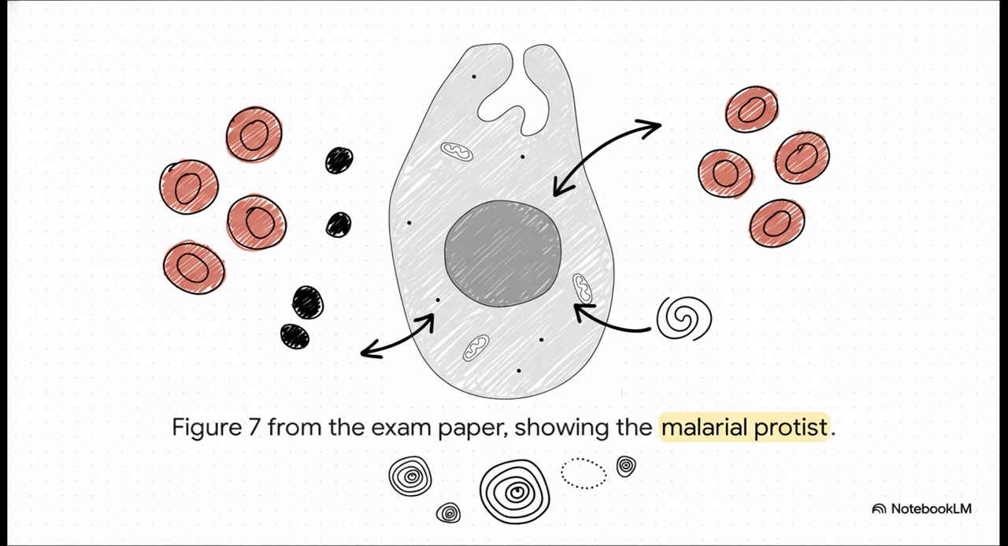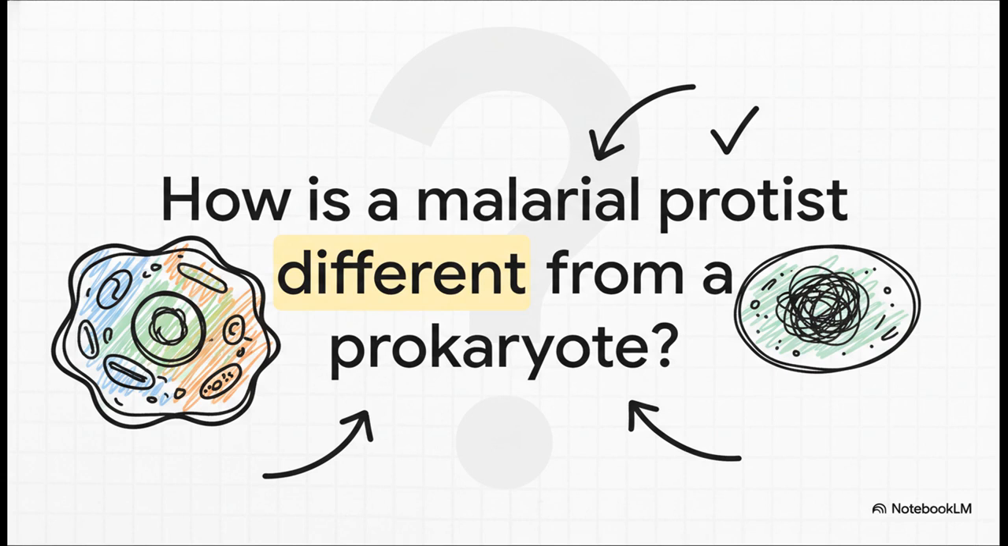Okay, moving on. The next question gives us this diagram of the malarial protist. Now have a good look. You can clearly see organelles inside, right? There's a nucleus, and those little bean shapes look like mitochondria. This picture is a massive clue for what's coming next. And here we go, the question that uses that image.